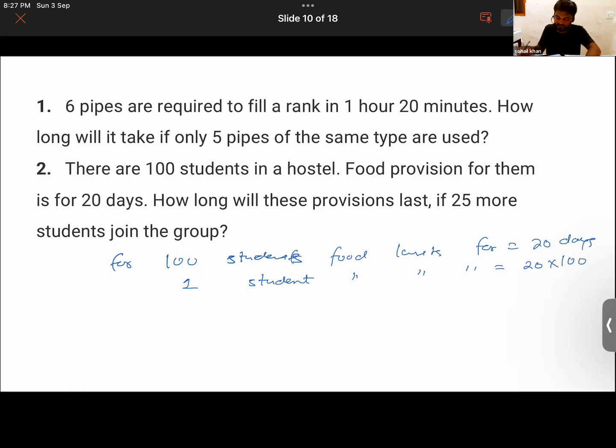Yes, sir. Getting it now. Now what if there are 125? Sir, is the answer 16 days? Yeah, that is I think correct. It is correct. Let me check it. 100 multiplied by 20 upon 125. So it will be 100 into 100 multiplied by 20 upon 125. Yes, so that is the value you will be getting. Okay.